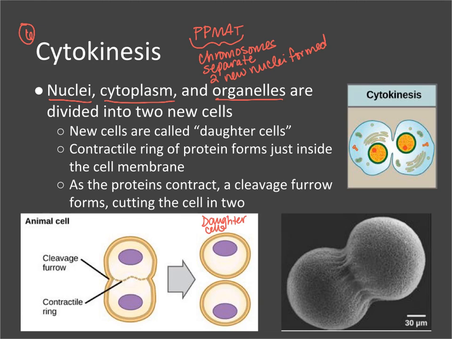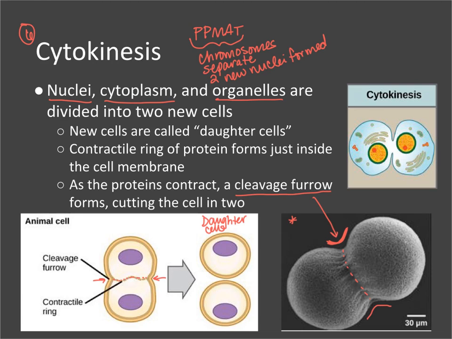So to form these two cells, what happens is you have this contractile ring that forms, and you have the cell membrane that starts to pinch in. And this is a really cool picture over here, in my opinion, because you can see that pinching in of the cell membrane really clearly. And what happens is that the ring of proteins continues to constrict until ultimately it cuts this one cell into two separate cells. And this pinching in of the cell membrane is called the cleavage furrow.